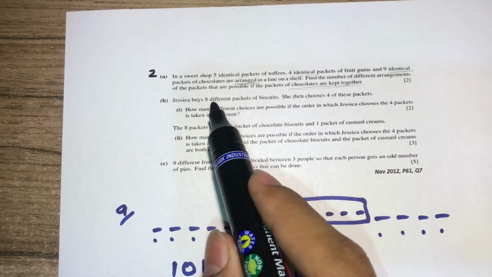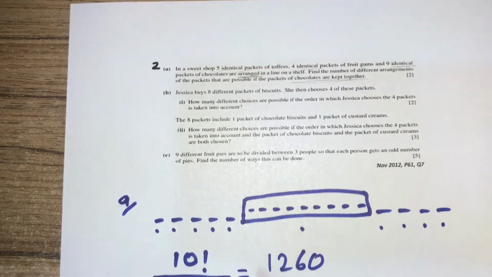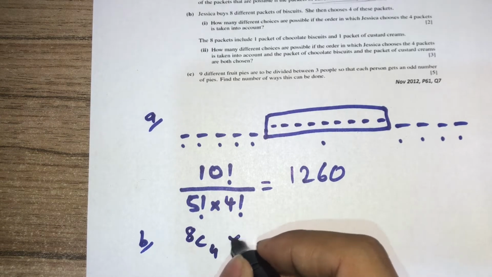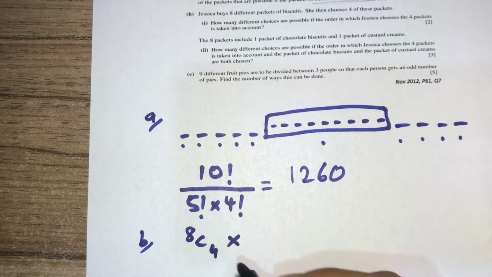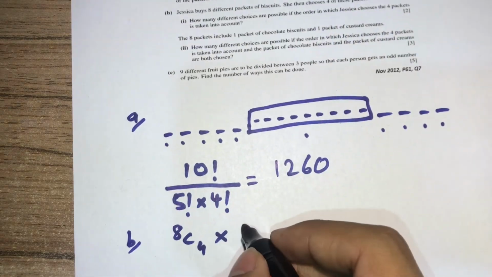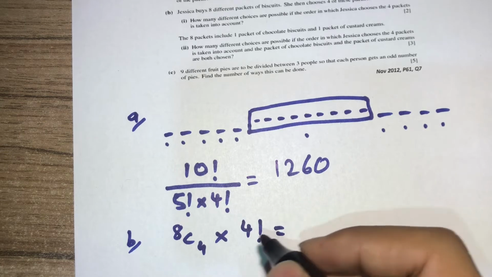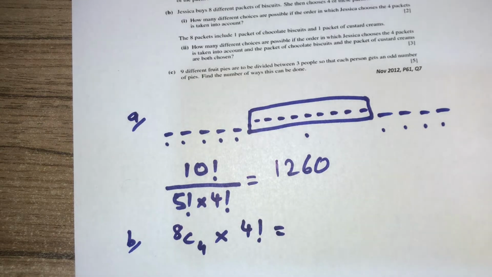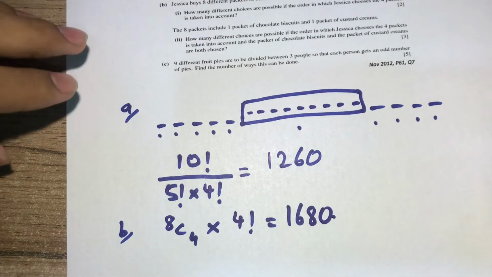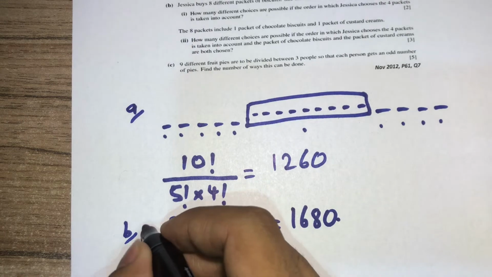So out of 8, she's choosing 4 packets. So 8C4. And then she's arranging those 4 packets, so times 4 factorial. This will be 1680. This was B1.